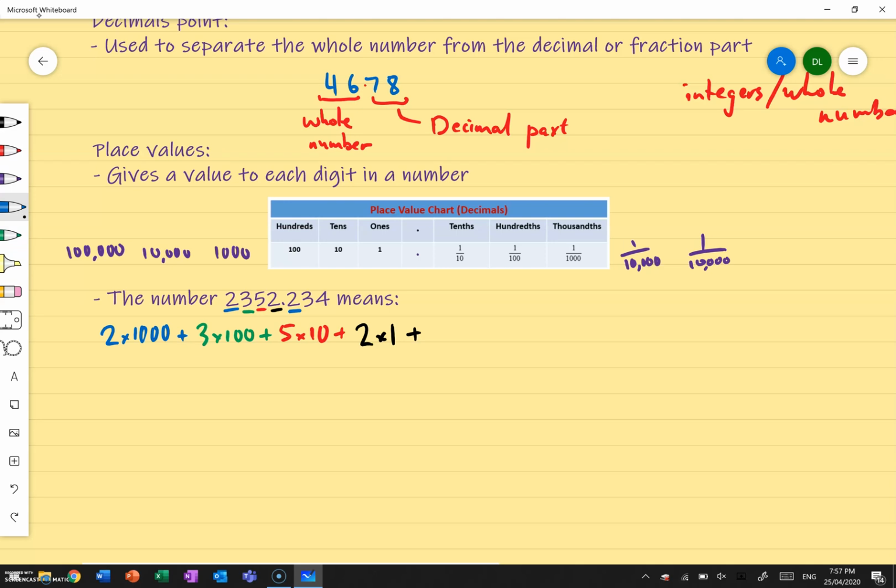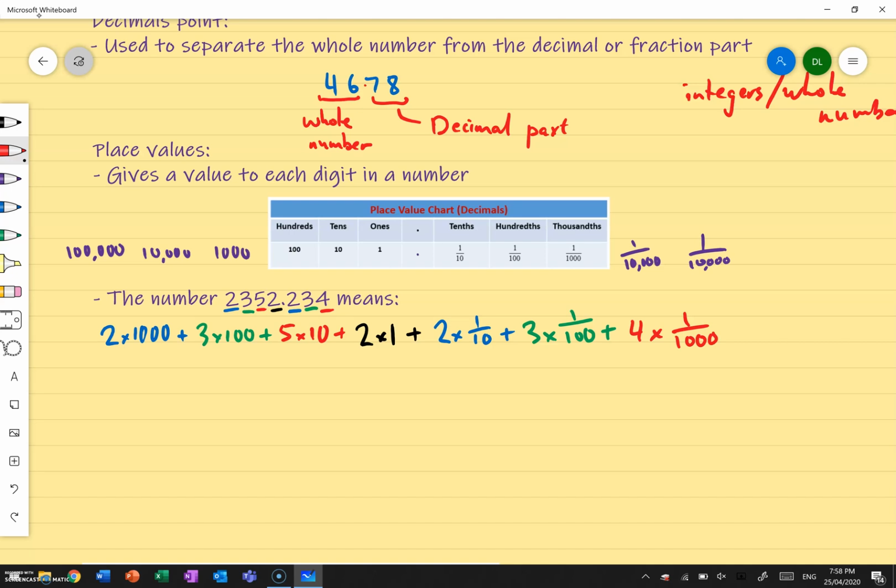So the 2 is actually in the tenths position. So I write 2 times 1 over 10, is tenths, right? And then I add the next number, which is 3, and that's in the hundredths position. So I say times 1 over 100. And then finally I add 4, which is plus 4 times, and it's in the position of thousandths, so I write 1 over 1000. So that's actually what that number means.